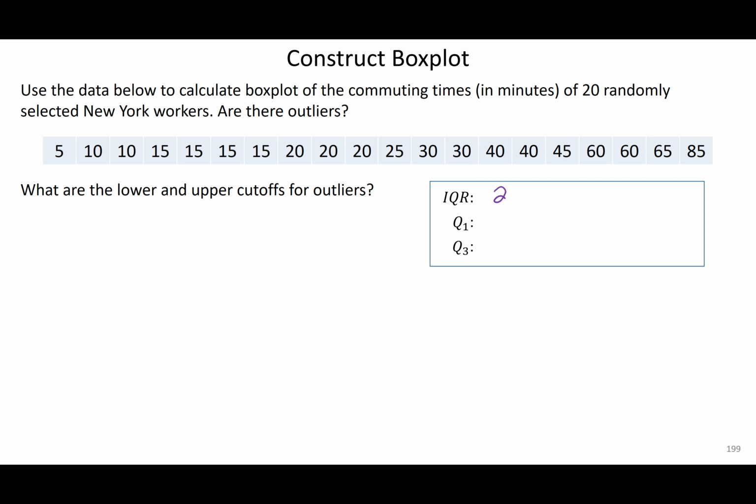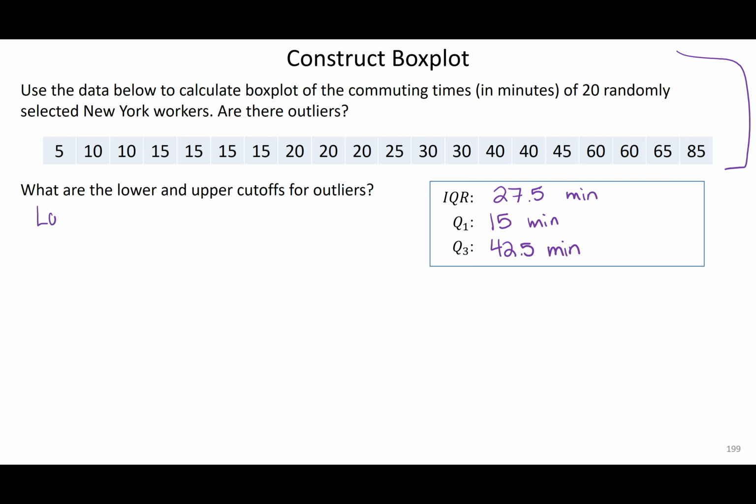So 27.5 minutes, 15 minutes, and then 42.5 minutes. We are going to put together my lower and upper cutoffs for outliers. I want to figure out that points below this point are going to be low outliers, and points above this point are going to be high outliers.